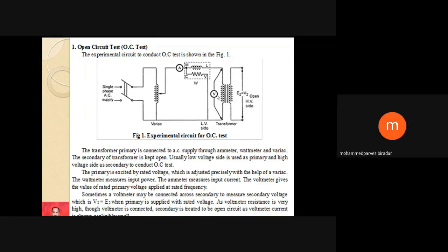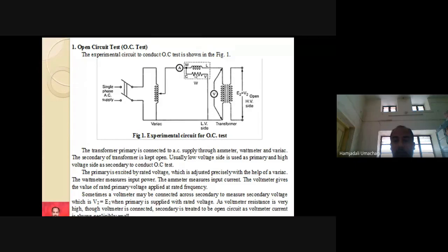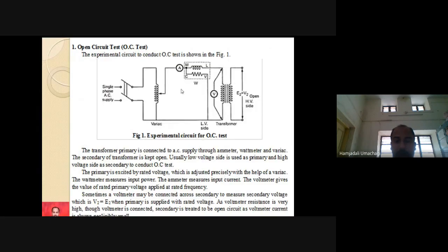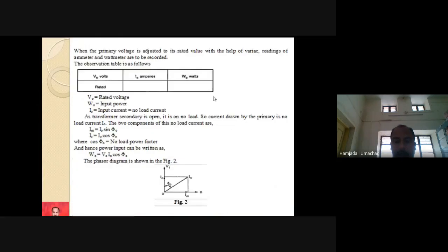Yes, sir. Then whatever values you note down, you should make a tabular column, and in that tabular column you need to enter all those values. So the no load voltage V0, this V0 value I have to maintain. That too, it is the rated voltage.